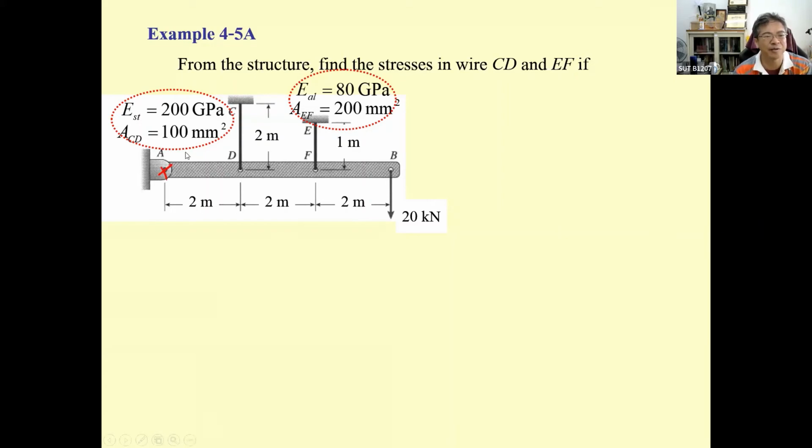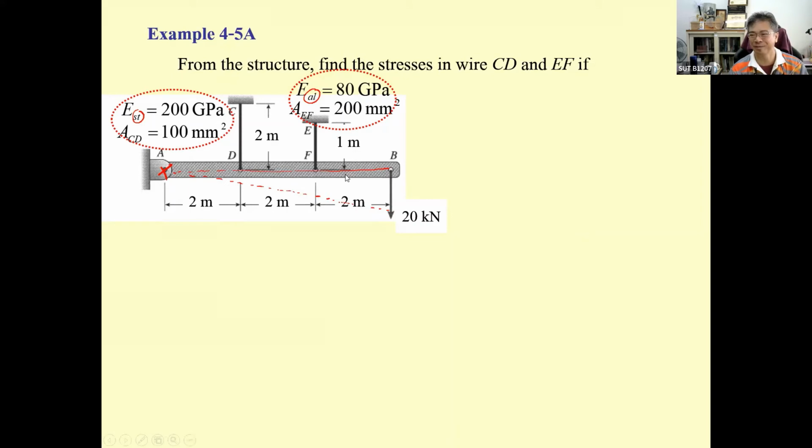They give you a lot of information on wire CD over here. That is its property. And wire EF, which is aluminum. This is aluminum, this is steel, and different cross-sectional area. Based upon what I show you under the force, the rotation of the beam ADFB will be changed from this horizontal line to this new one.